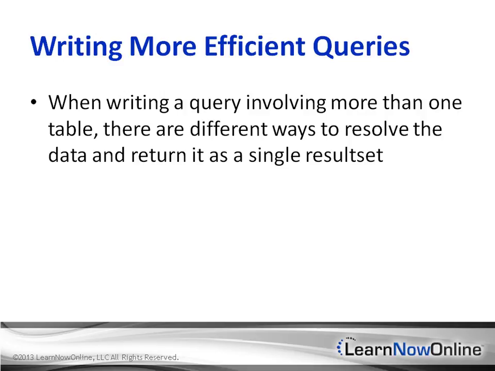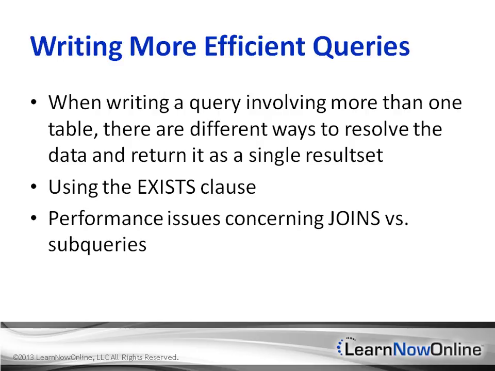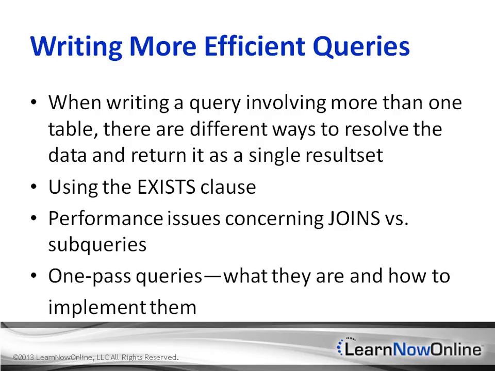When you write a query that involves more than one table, there are different ways to resolve the data and return it as a single result set. We're going to talk about using the exists clause. We're going to talk about issues concerning joins and subqueries and how that affects performance. We're going to talk about one-pass queries, what they are, and how to implement them.